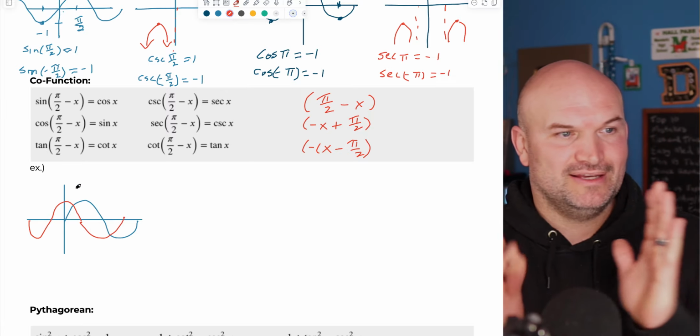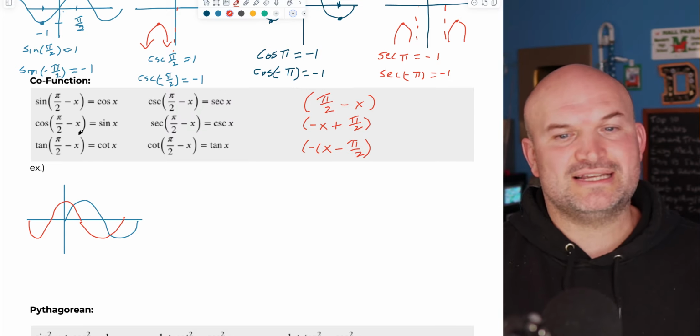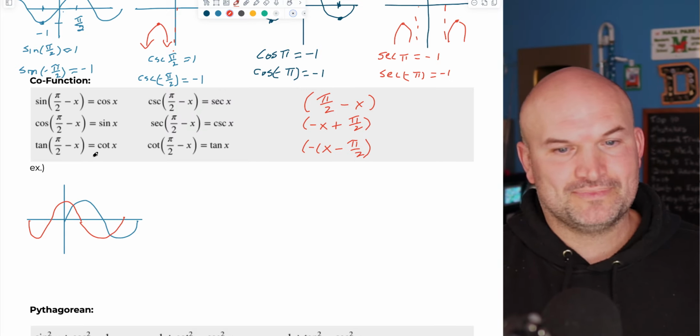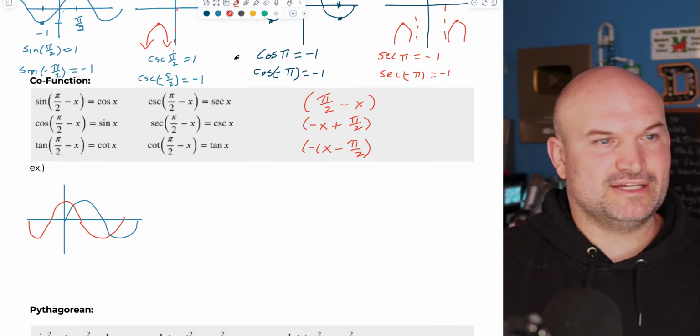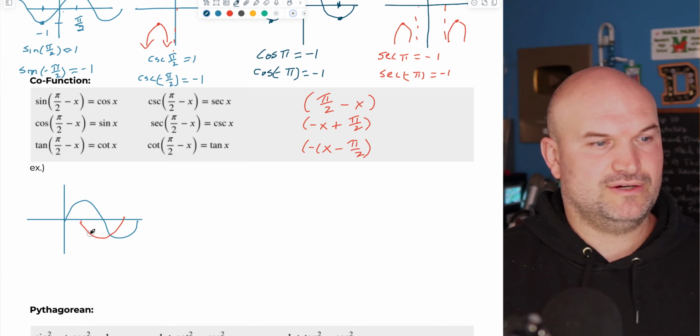What's happening now is when you reflect it and then shift it pi halves to the right, you now have the exact same graph as the cotangent graph. So let's go and take a look at that. If you can see that, that's exactly what's going on there. So let me actually just rewrite this.